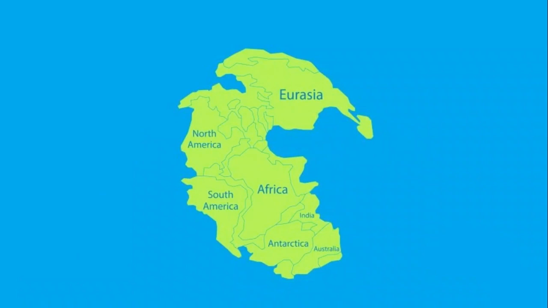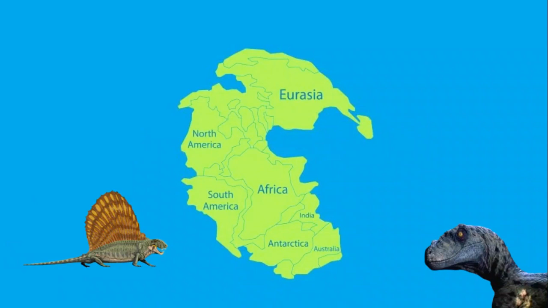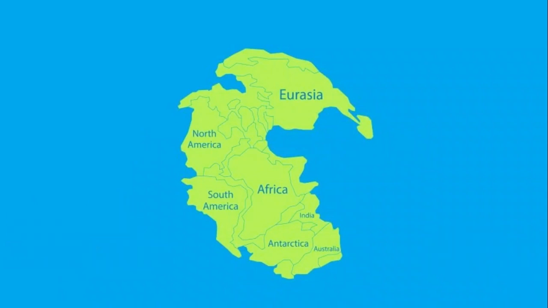Hello, today we will be discussing Pangaea, what it is and how it formed, as well as how it broke apart to what it is today. Pangaea was a continent that existed around 300 million years ago to around 100 million years ago, from the Permian period to the Jurassic period. Pangaea consisted of all the land together in one big supercontinent.